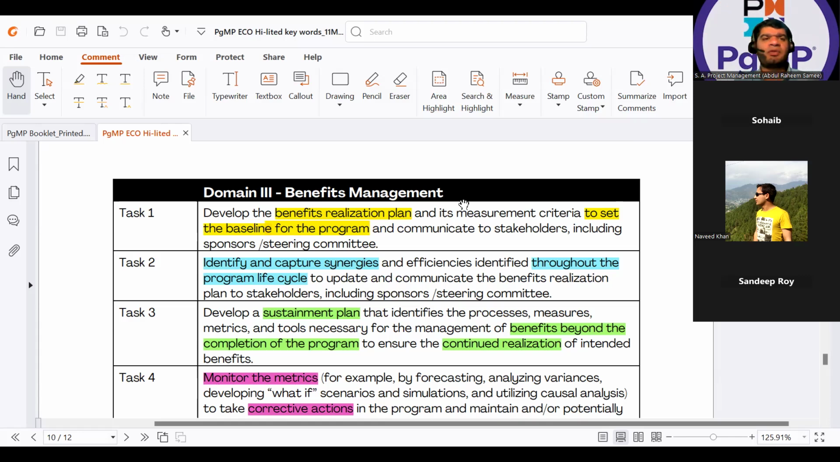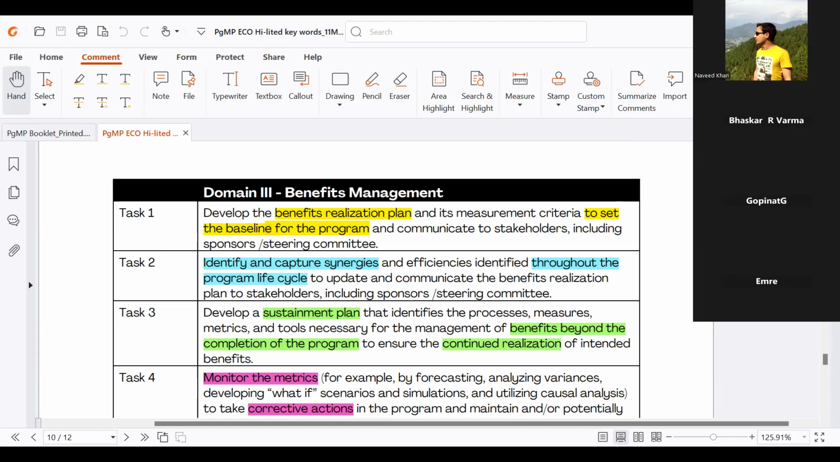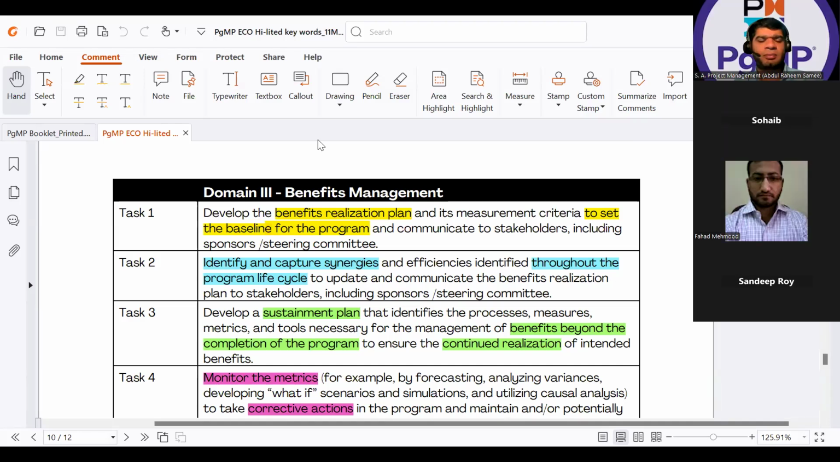Fahad, any observation from your side about overlapping between the benefits management plan and the register? No, sir, clear. Abdullah, any question from your side, because you especially raised this thing about the management plan and the register? As Sandeep said, there is a lot of overlapping between synonymous terms like KPIs and metrics. This is just confusing for me. Most of the mistakes I've made in the mocks were differentiating between the benefits management plan and the benefits register.